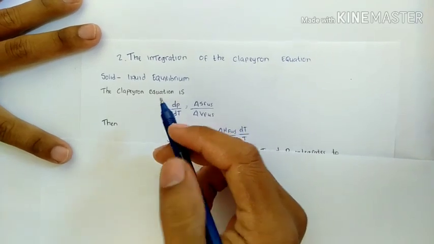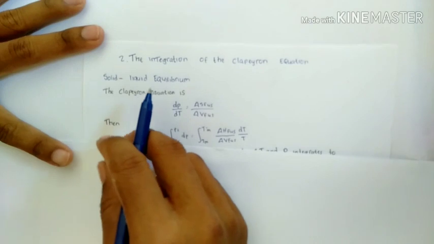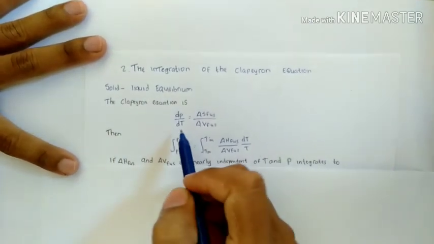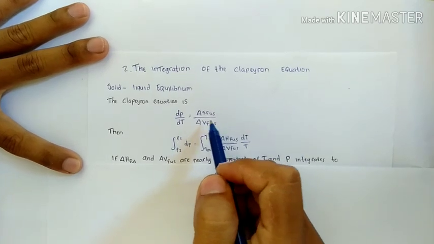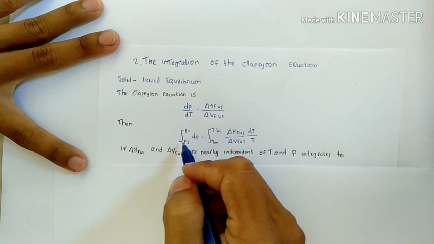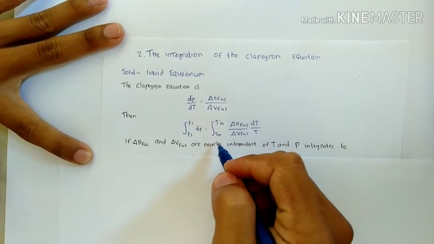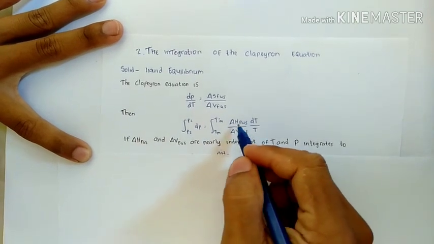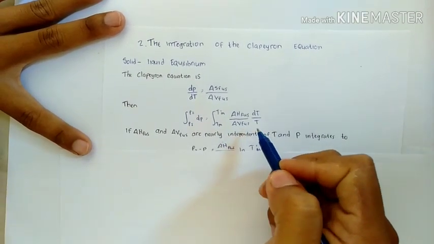Second material, the integration of the Clapeyron equation, solid-liquid equilibrium. The Clapeyron equation: dP divided by dT equals delta S divided by delta V. Then the integral from P1 to P2 of dP equals the integral from Tm of delta H divided by delta V, dT divided by T.